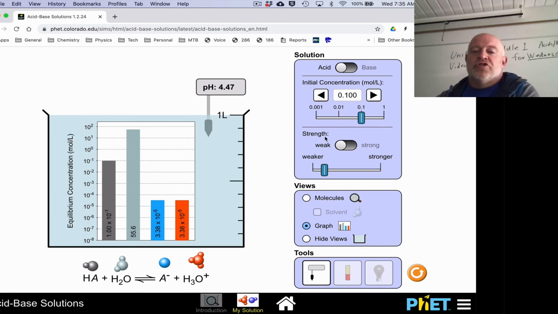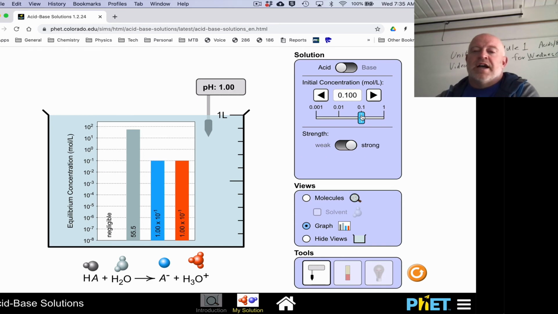If I switch this over to a strong acid, a concentration of 0.1 has a pH of 1. If I go to a concentration of 1, it has a pH of 0. A concentration of 0.01, or 10 times less concentrated, has a pH of about 2. That should be exactly 2, actually, if it was reading right. Maybe it has a fudge factor in there for fun. A concentration of 0.001 has a pH of 3. So you notice that as we take a look at these, these concentrations are directly related to those pHs.